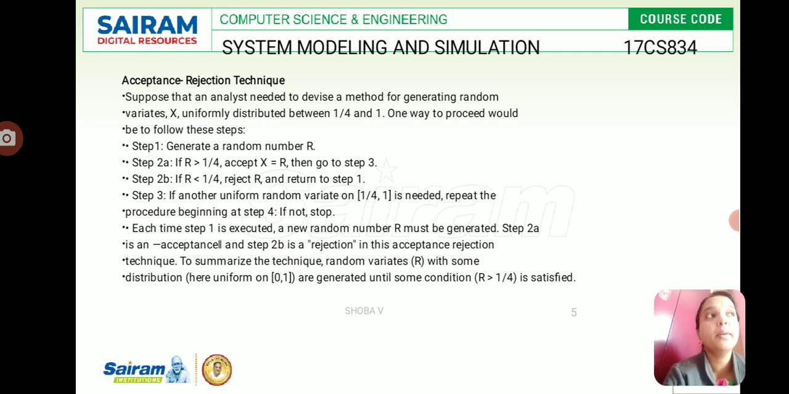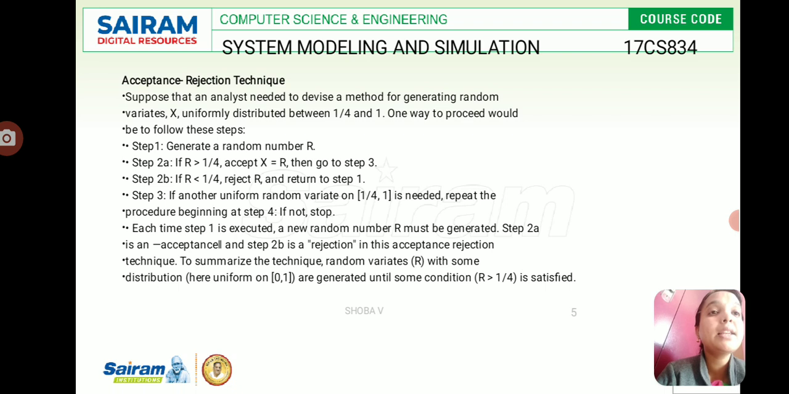Step 1: generate the random variable R. If the condition R is greater than 1 by 4, then acceptance takes place, and we go to step 3. If R is less than 1 by 4, then rejection takes place and we return to step 1, so we have to generate a random number once again. This is the main thing. Each time step 1 is executed, a new random number R must be generated. Step 2 is an acceptance and step 2B is a rejection.